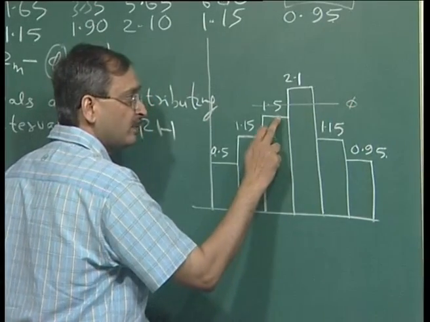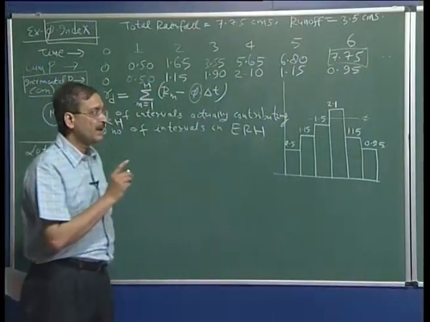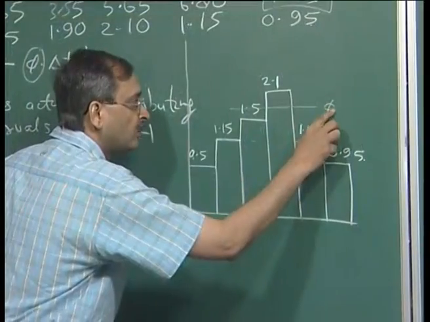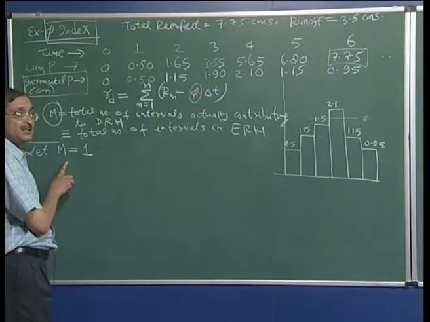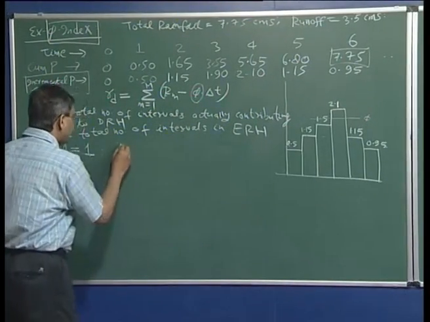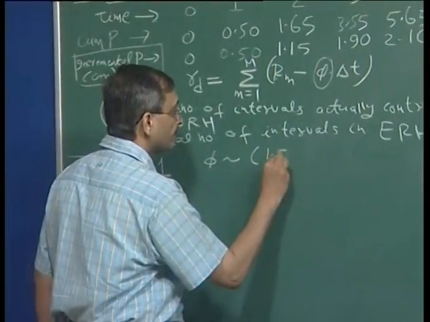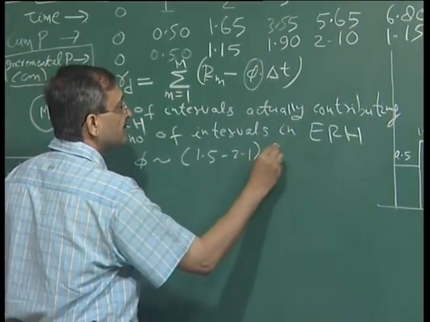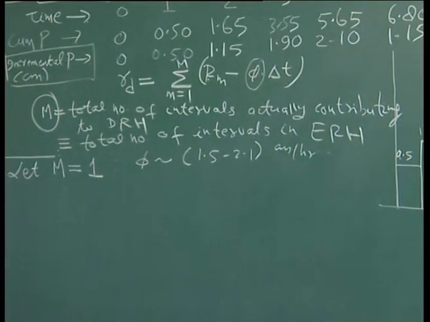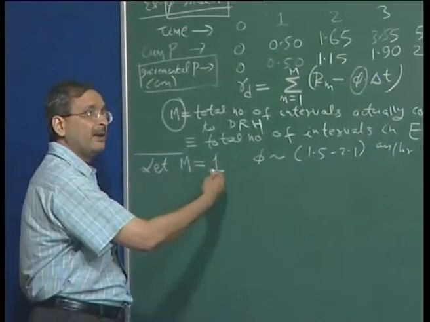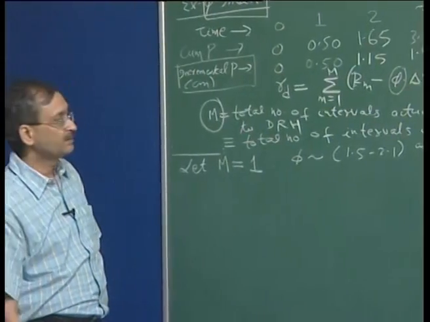Well, it has to be between 1.5 and 2.1. So, this is my assumption. When I say M is equal to 1, then my phi value has to be between 1.5 and 2.1, and these values are in centimeters per hour. If that is not the case, then the assumption is wrong. I will modify the value of M, and I will keep on doing it until I get the value of phi which is correct as far as my assumptions are concerned.